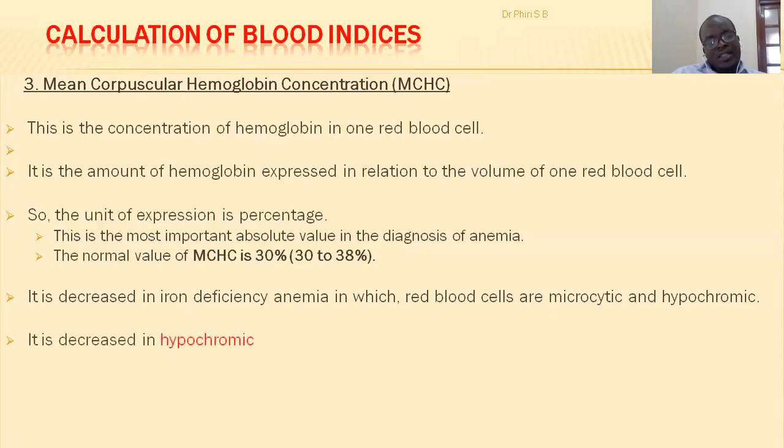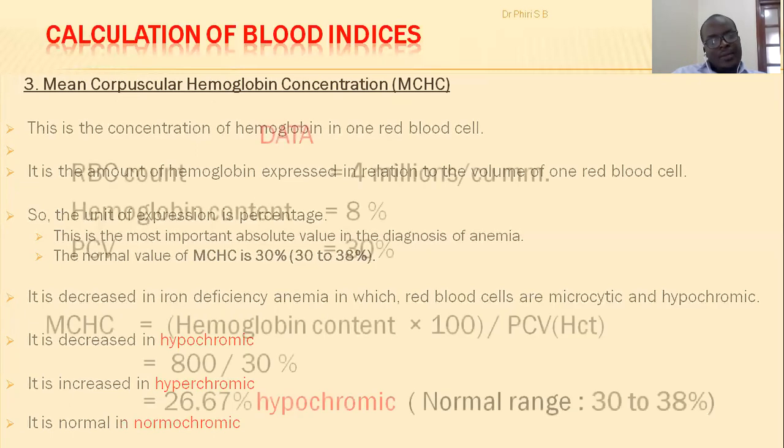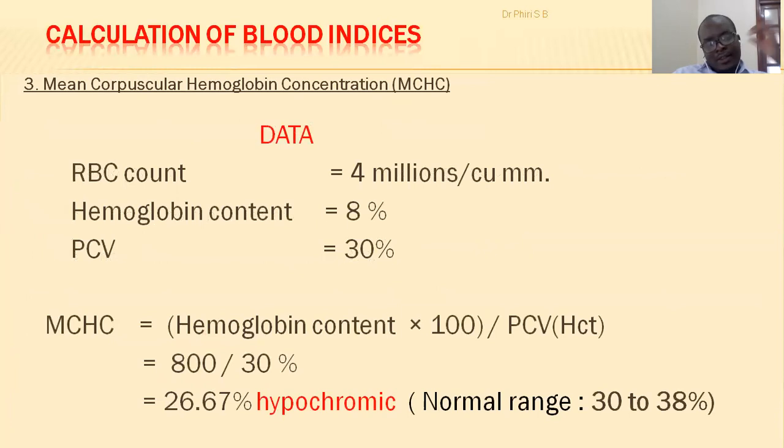So when it's decreased, it's hypochromic. When it's increased, it's hyperchromic. Then when it's normal, it's normochromic. So you have different types of anemia. So here, mainly you're going to look at the color of the cells, whether they are hypochromic, hyperchromic, or normochromic. But remember, this is very important for you to come up with the definitive diagnosis of anemia as compared to the other blood indices.